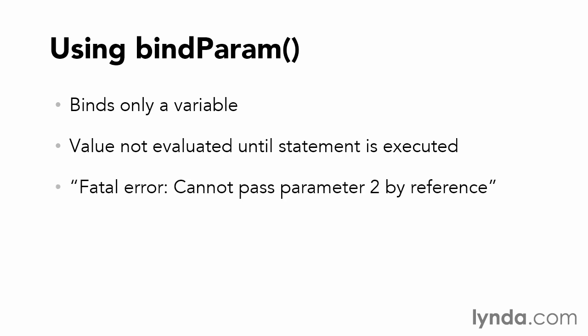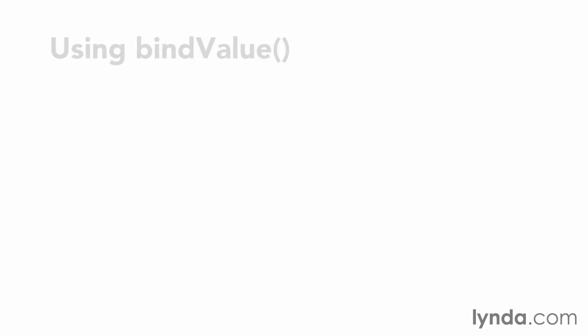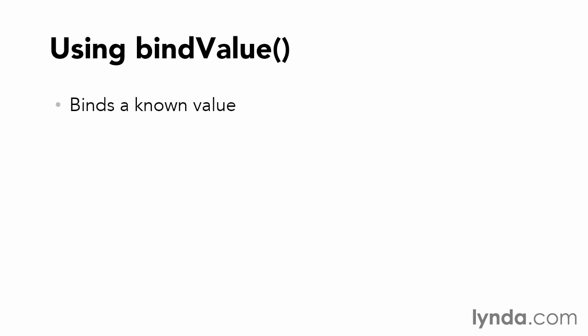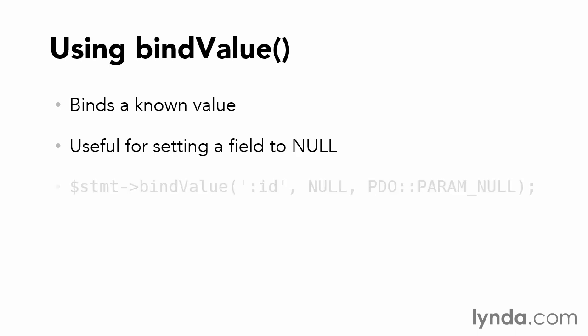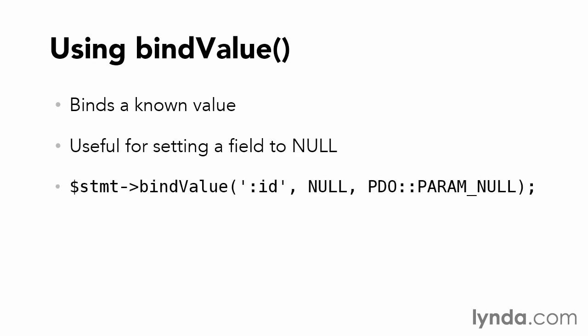If you attempt to use bindParam with anything other than a variable, you'll get this cryptic fatal error message that you can't pass parameter two by reference. The solution in such circumstances is to use bindValue, which binds the value immediately, so the value must be known. bindValue is also useful for setting a field to null. For example, this is how you would set a named parameter called ID to null.